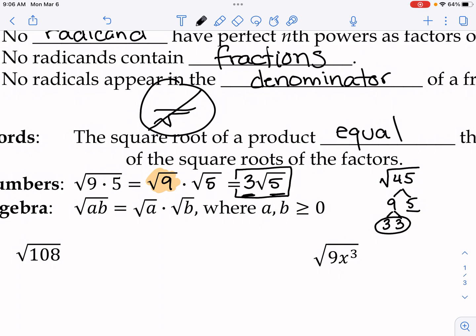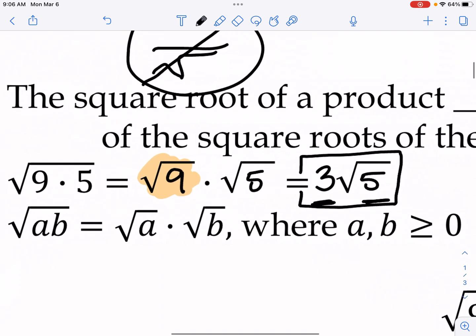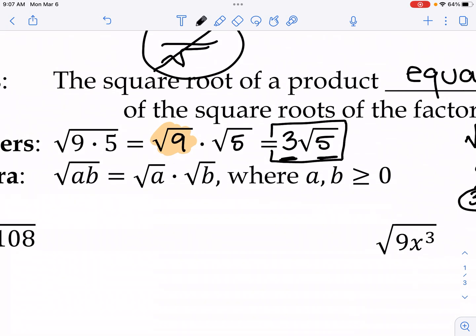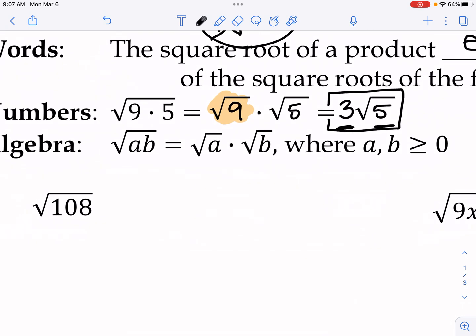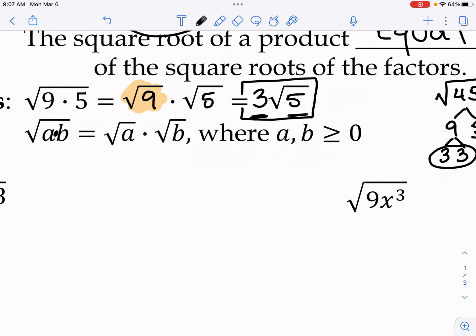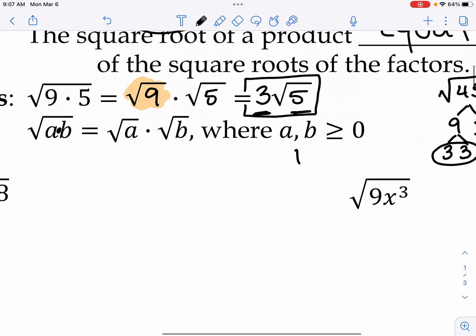Connecting this to factor trees and to what we're working on now, which is separating into factors. And then the algebra is just saying that when you have the square root of a times b, this is the square root of a times the square root of b, and a and b have to be greater than or equal to 0. They cannot be negative. It's got to be a positive number.